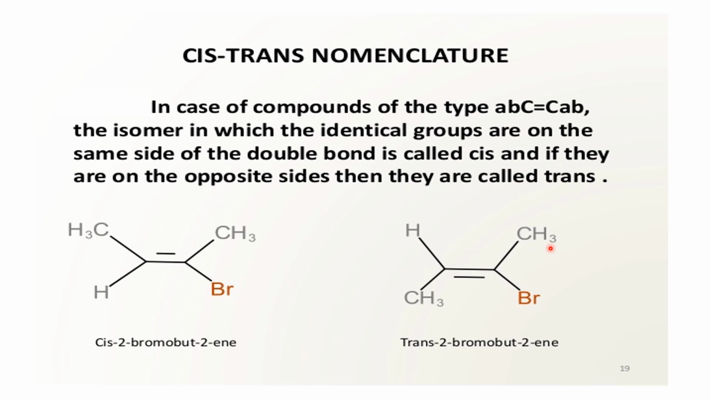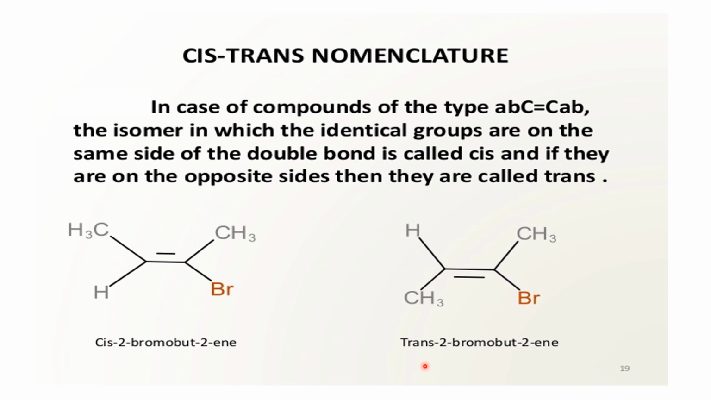This cis and trans isomerism is based on whether the atoms or group of atoms attached to the double bond are the same. For example, in this molecule we have two groups of atoms that are the same, the methyl group here and the methyl group here. So we could say the methyl groups are on the same side. Hence it is a cis isomer. Here the methyl groups are on the opposite side. Hence it is a trans isomer. That means for geometrical isomerism, the molecule should have a double bond and the atoms or group of atoms attached should be the same.